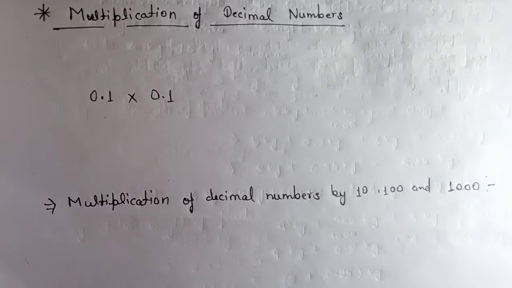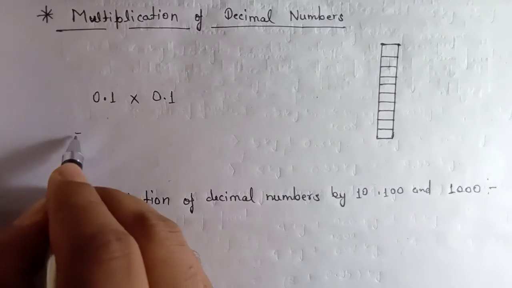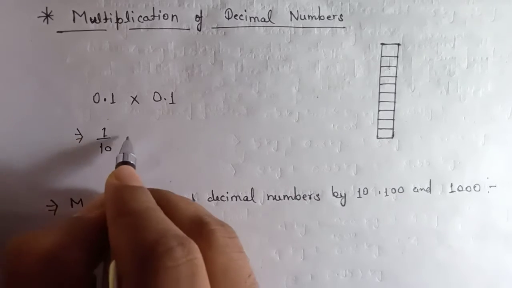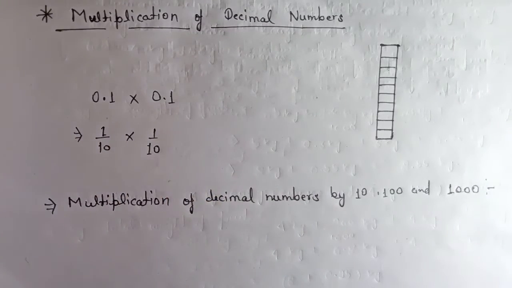Now for exercise 2.6, we will study first multiplication of decimal numbers. You are given two decimal numbers, 0.1 and 0.1, and we have to multiply these two decimal numbers. If we convert these decimal numbers into fractions, it is 1 upon 10, and this is also 1 upon 10.